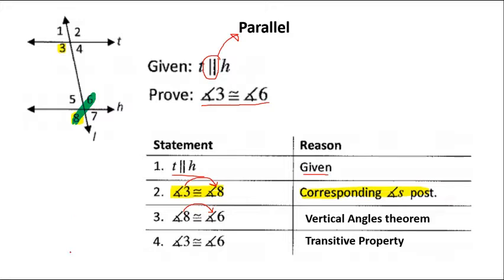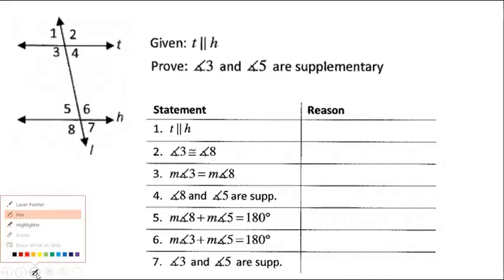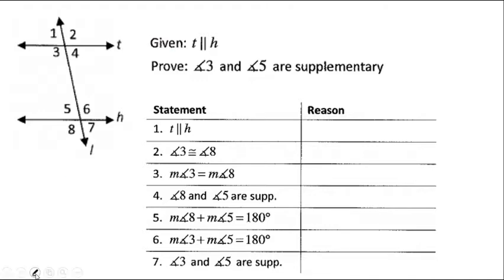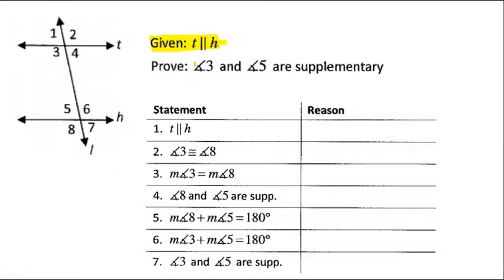Okay, so let's get into our next example. So again here, they give you your diagram again, and your given statement is that the lines are parallel, and we want to prove that angles 3 and 5 are supplementary. And again, remember, supplementary means 180 degrees.